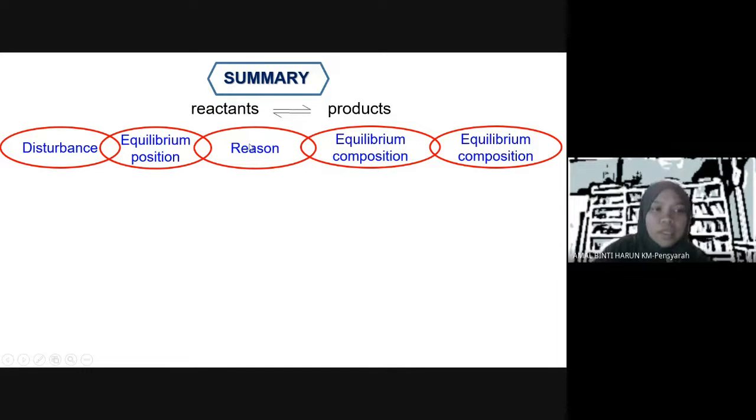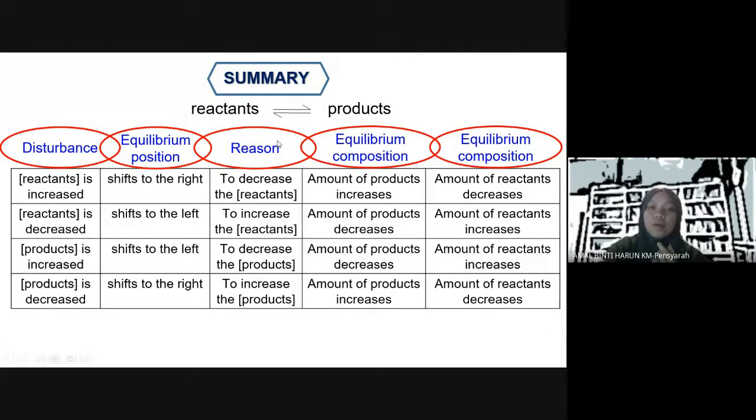Benda ni lah, disturbance equilibrium position. Tu dia. Okay, kalau kita tengok dekat sini, reactant is increased. So, reactant kat sebelah kiri. Banyak reactant, it will shift to the right. Kenapa dia nak shifting to the right? So, sekarang disturbance dia adalah banyak reactant. So, bila banyak reactant, kena tukarkan kepada produk. Kena pergi ke sebelah kanan. Bila pergi ke kanan, dia akan menghasilkan lebih banyak produk. So, amount of product increase.